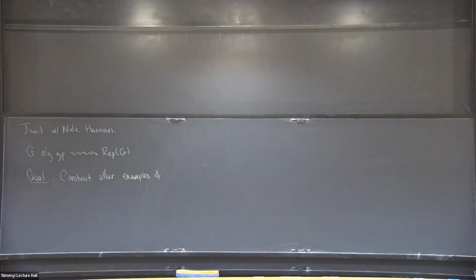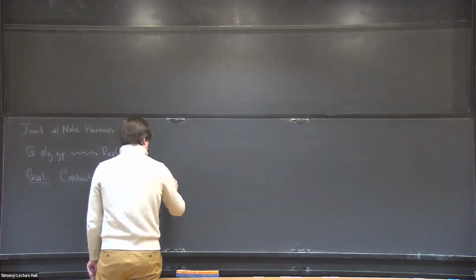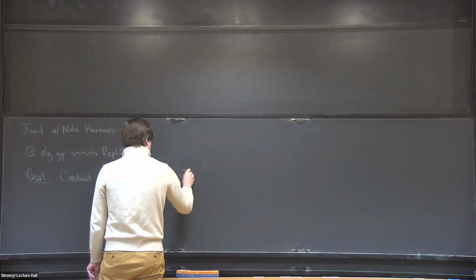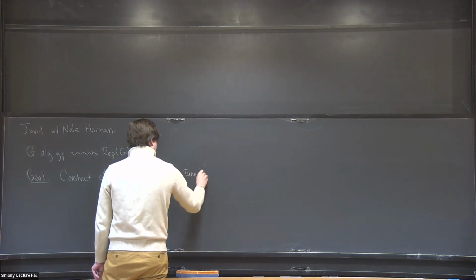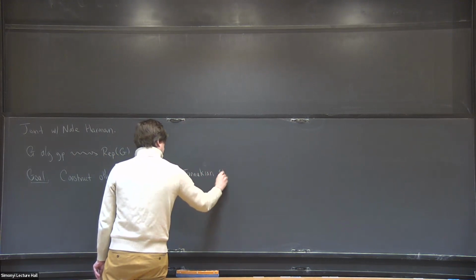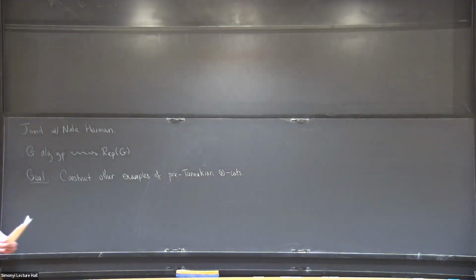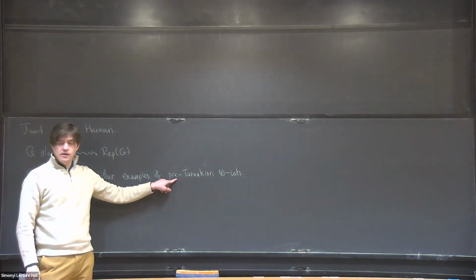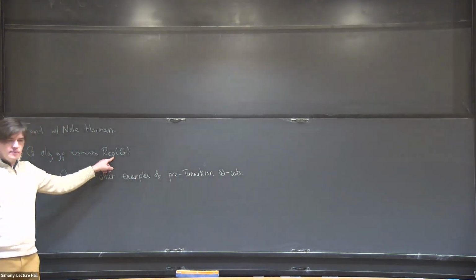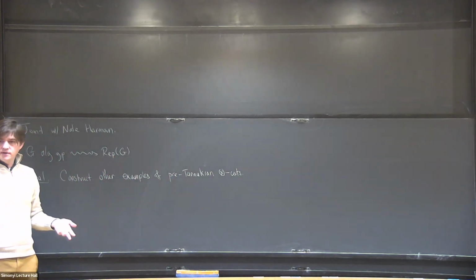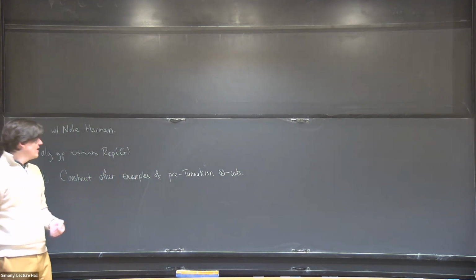So let me put the technical word here. The class of tensor categories we're talking about are called pre-Tannakian tensor categories. I won't say the full definition right now, but the key points in pre-Tannakian is that the category should be abelian. The objects should have finite length. You should have a tensor product, and every object should have a dual. And having duals is really, really important.